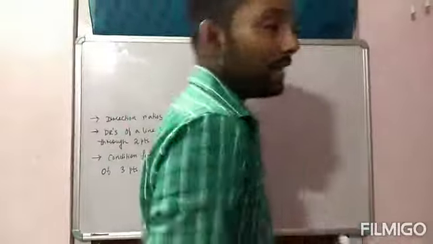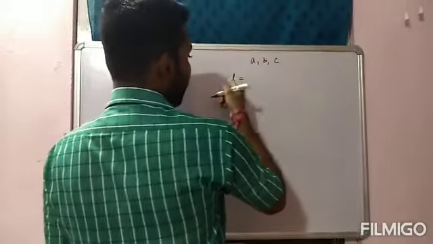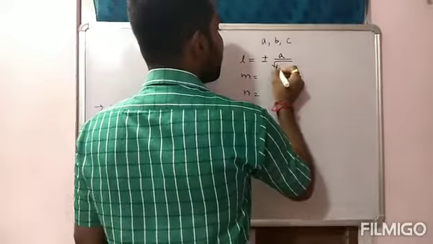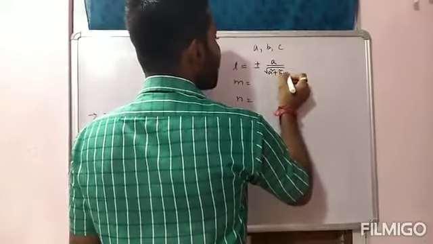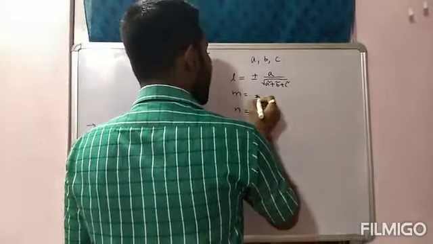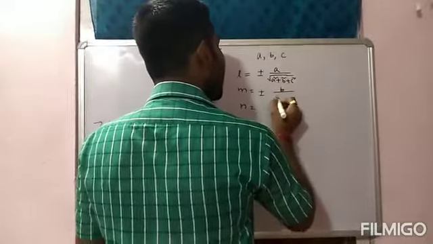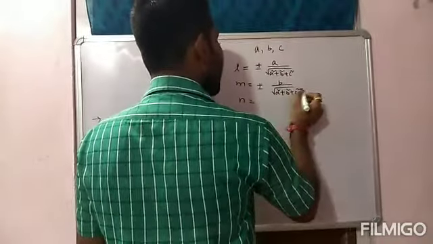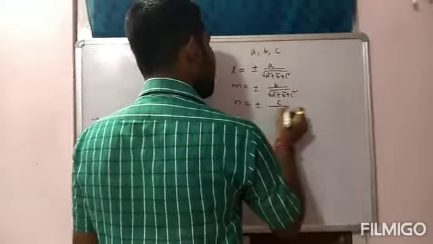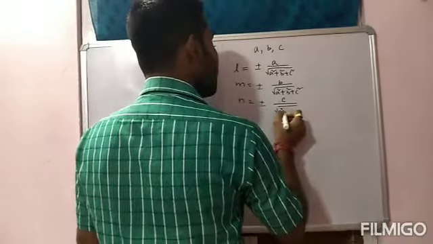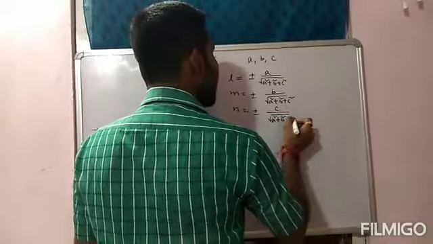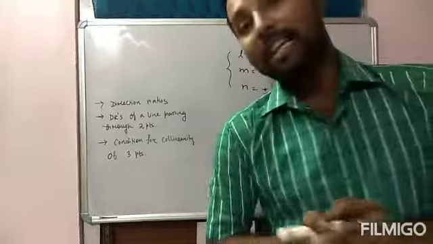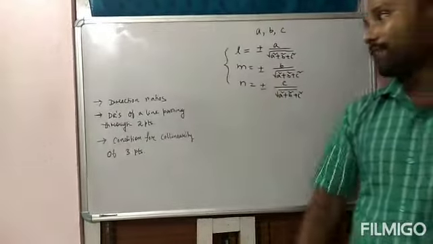Since direction cosines are denoted by l, m, n, whenever direction ratios are given and you are asked to find the direction cosine, then by using this formula, now I am writing the formula: l is equal to plus minus a by under root a square plus b square plus c square, m is equal to plus minus b by under root a square plus b square plus c square, and n is equal to plus minus c by under root a square plus b square plus c square. ये हो गया फॉर्मूला. जब डायरेक्शन रेशियोज दिया रहता है, then by using this formula we can find direction cosine.